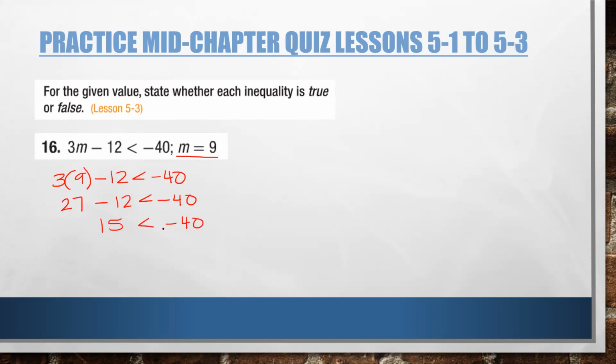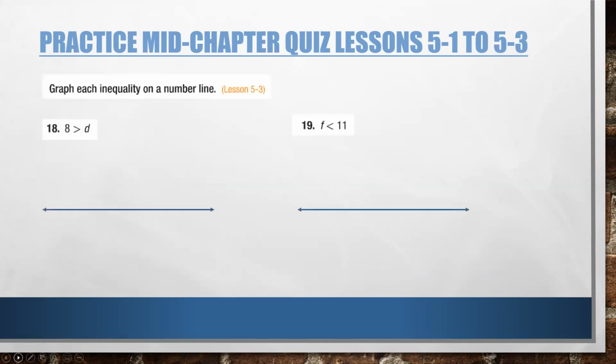Now, is 15 less than -40? No. If we put that on a number line, here would be 15, and then way over here is 0, and then way over here would be -40. So 15 is not less than -40, so this would be false. Okay? If it was a true statement, then we would put true. Okay? All right, and then here, it just says to graph the inequality.